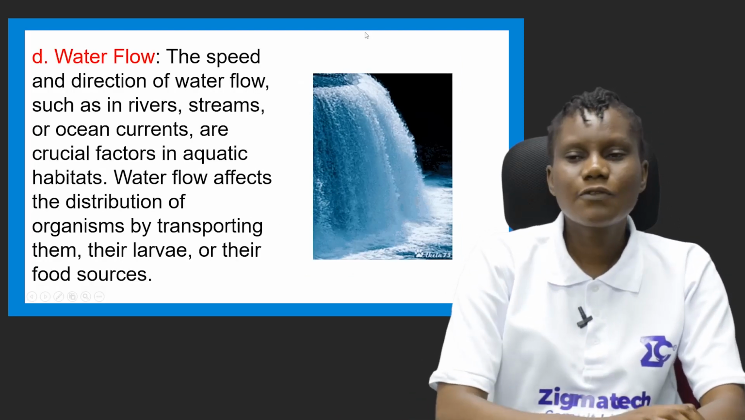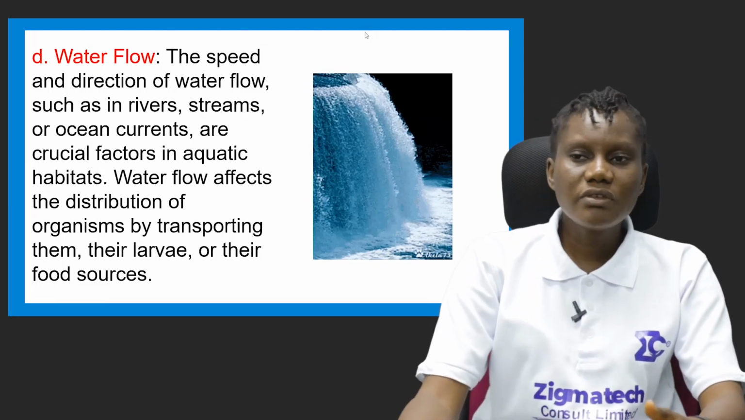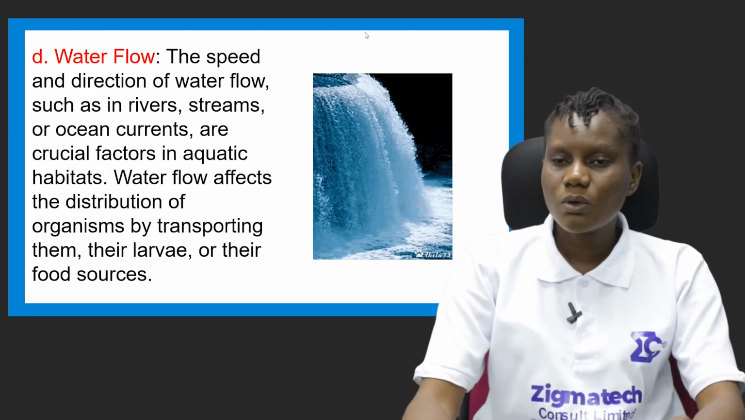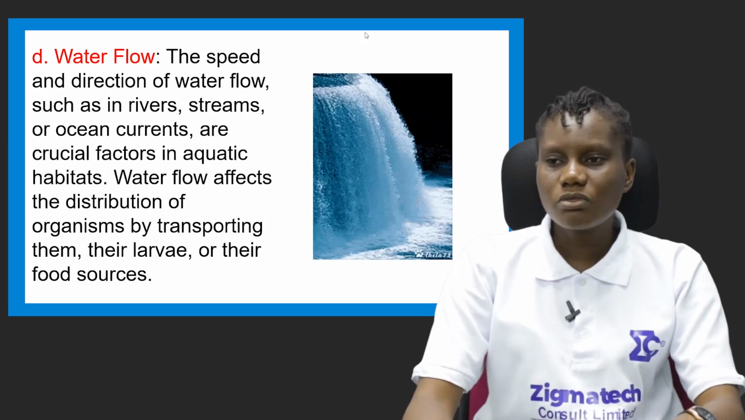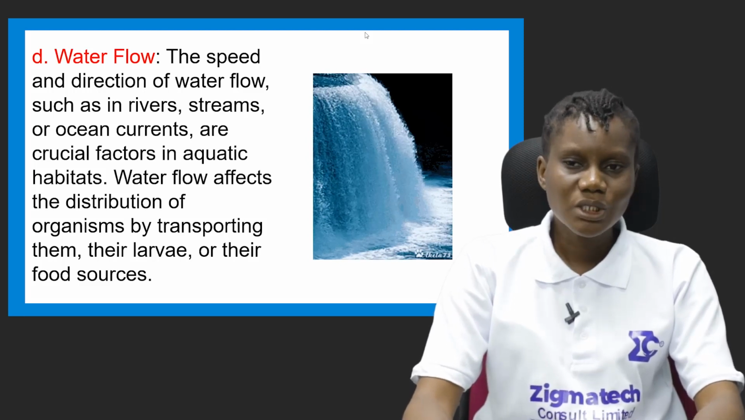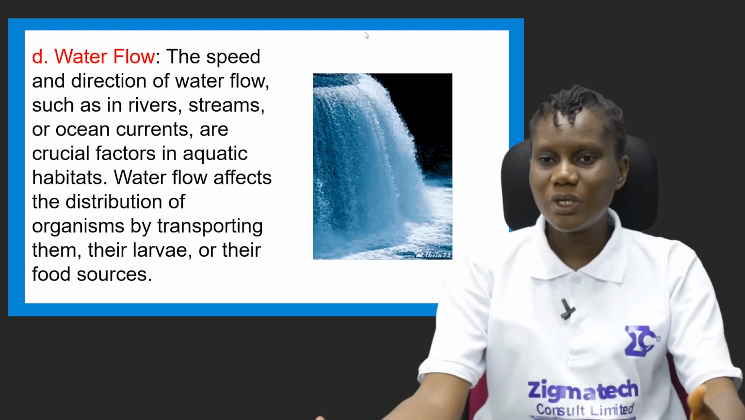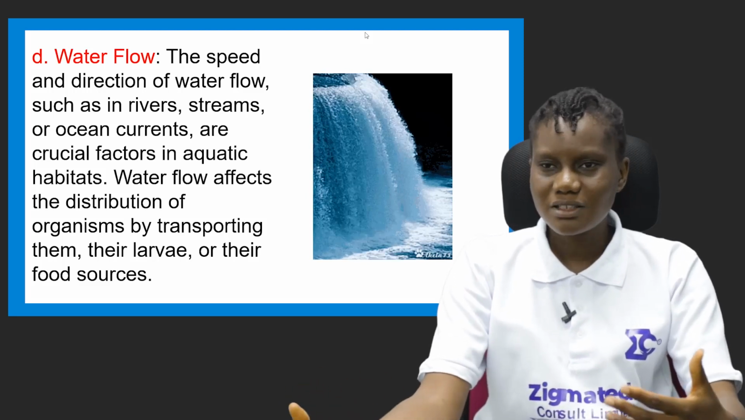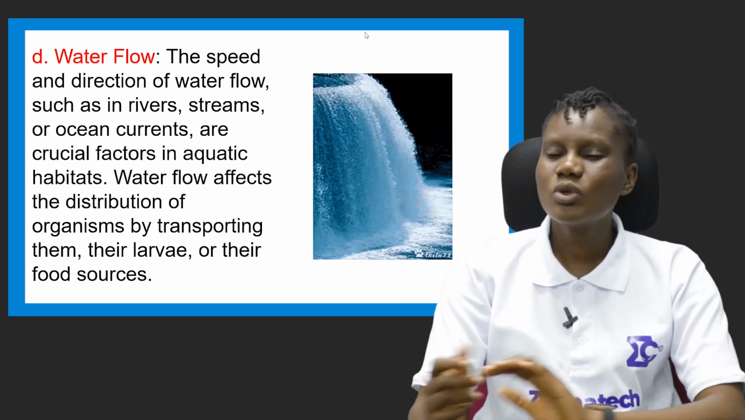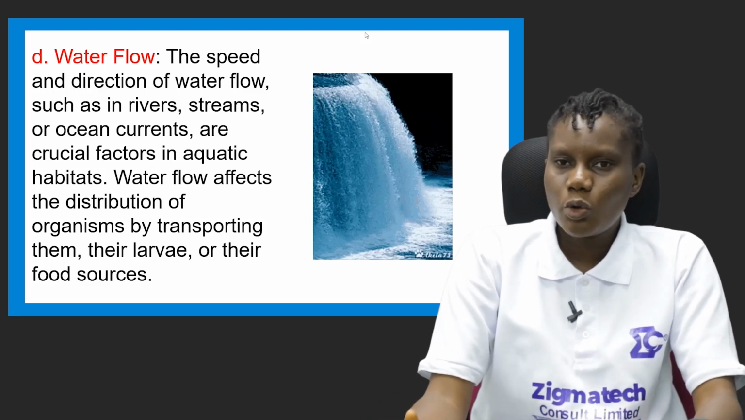So the next is water flow. The speed and direction of water flow, such as in rivers, streams, or ocean currents, are crucial factors in aquatic habitats. When you get to some rivers or streams, they just flow very gently. But there are some water bodies that flow very fast, before you know it, those waters are just moving very fast. So it affects the organisms that stay in that kind of environment.